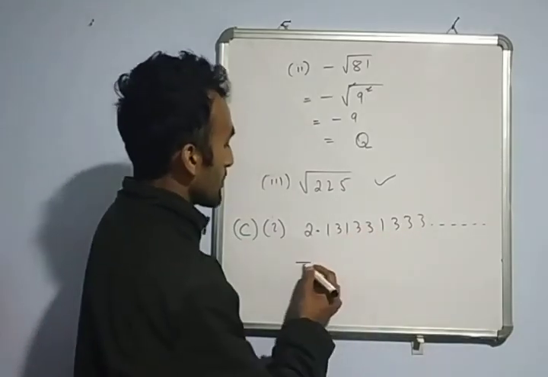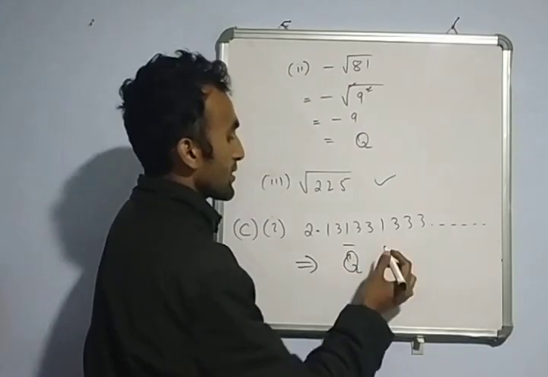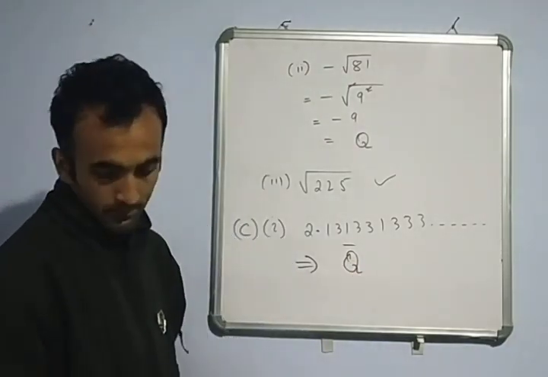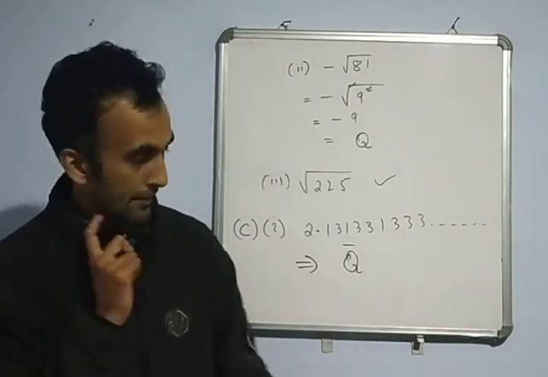So what can I say? This one is irrational, because it has a non-terminating, non-repeating decimal expansion. It is irrational.